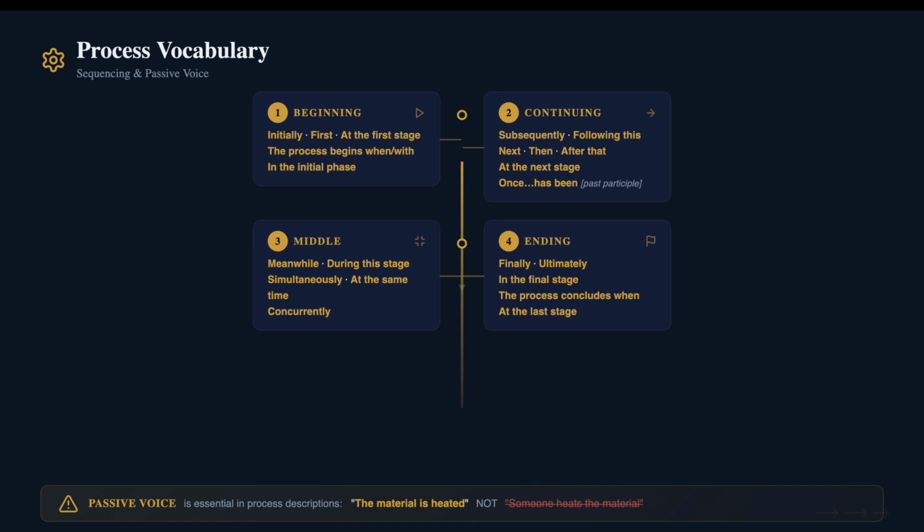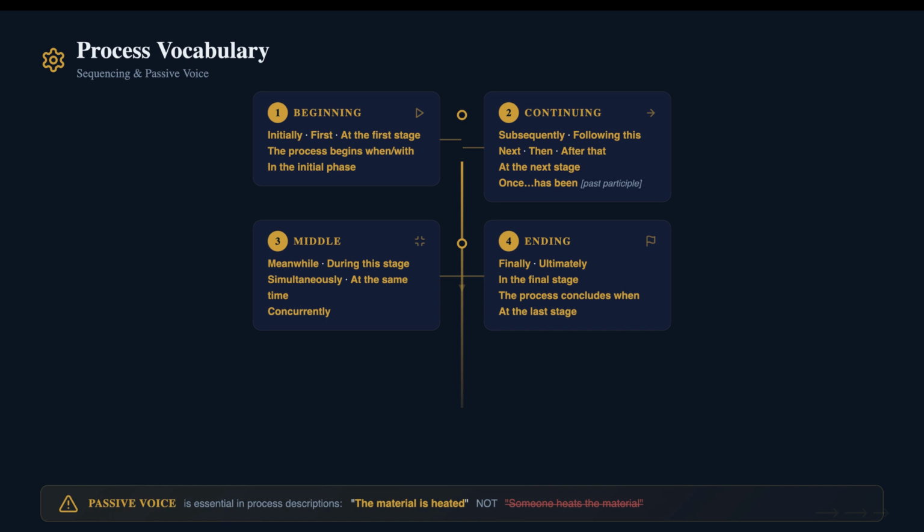The process begins when, or with, in the initial phase. Again, these vocabularies and phrases are used frequently to describe the beginning of the process of doing something.